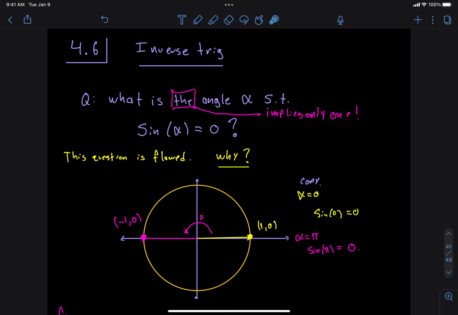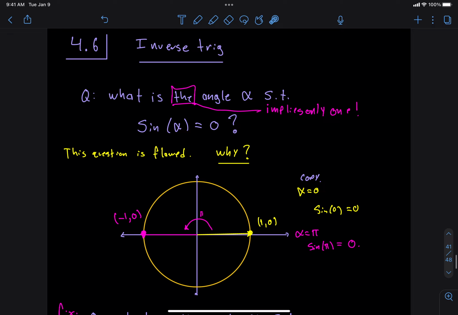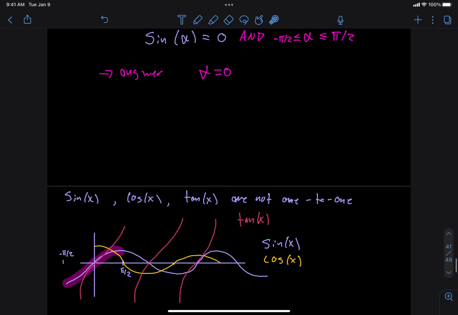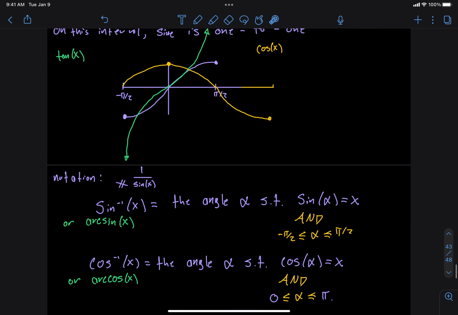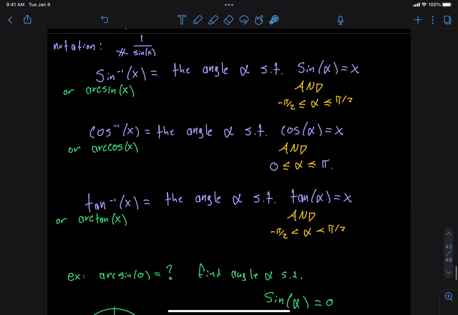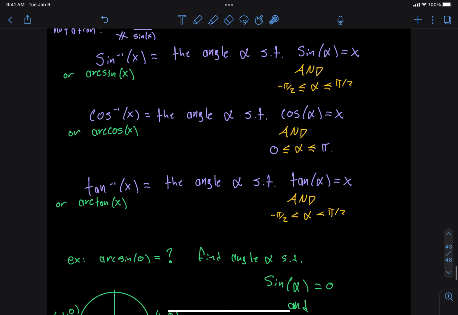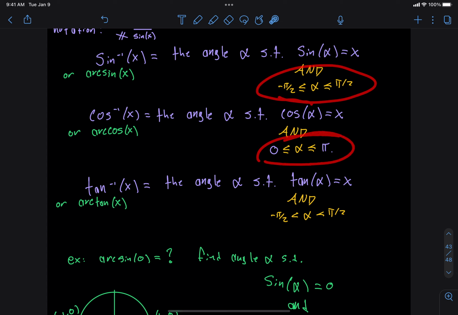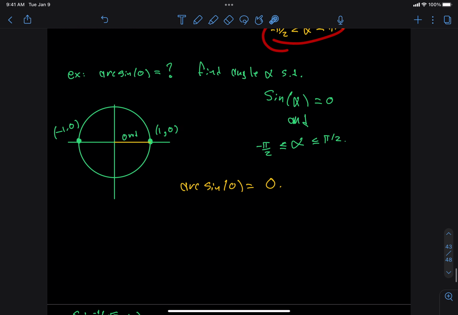So we want the angle which produces a point on the unit circle whose height is the given height, if we're doing inverse sine, or whose width is the given width, if we're doing inverse cosine. So that is inverse trig. So far we've practiced, we've seen the notation, we've seen the restrictions that we must impose, and we've seen a few examples of how we do it.